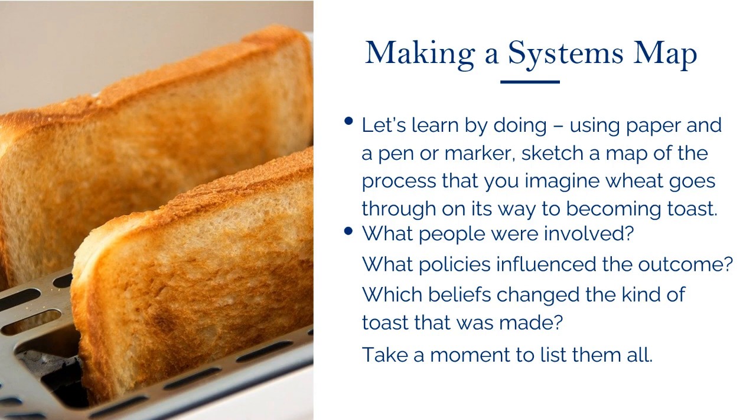And then once you've made your map, I want you to make a list of what people were involved, what policies influence the outcome. Is it farm policy? Is it policy regarding imports and exports from various bread baskets around the world? What beliefs influence the kind of toast that was made? So do you believe that gluten is bad for you, or do you know that gluten is bad for you? And how did that impact the kind of decisions that you made in order to get to toast? Take a moment now and list the people, the policies, and the beliefs that are involved in making toast.